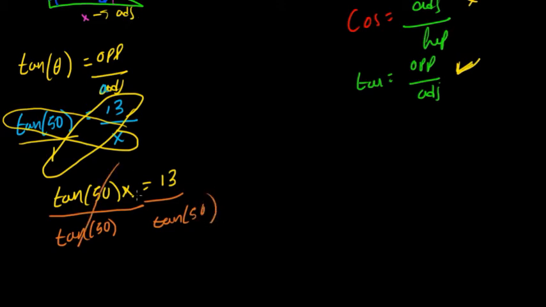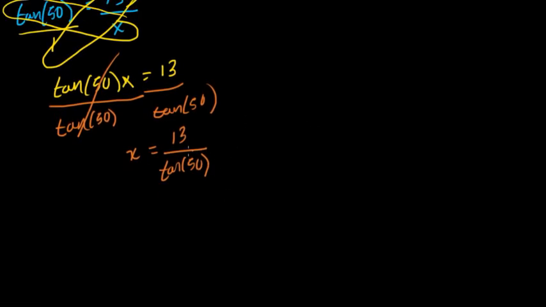Okay, well, these tans of 50 cancel out, and I'm left with x is equal to 13 divided by tan of 50 degrees. Okay, well, now that I know that x is equal to 13 divided by tan of 50, let's evaluate that. Well, 13 divided by tangent of 50 degrees, you can go ahead and plug that into your calculators, and you should end up with 10.9. So x is equal to 10.9.